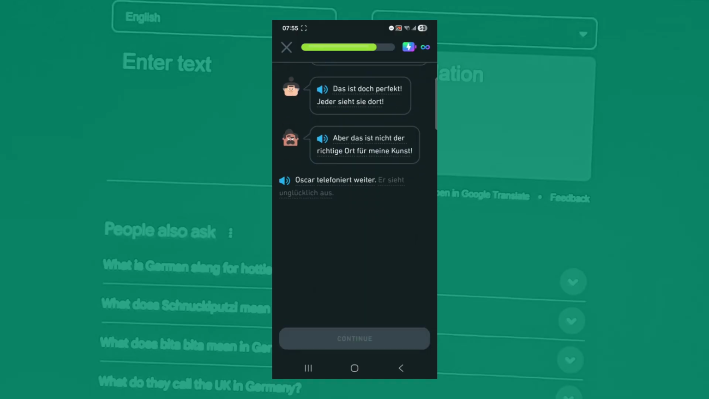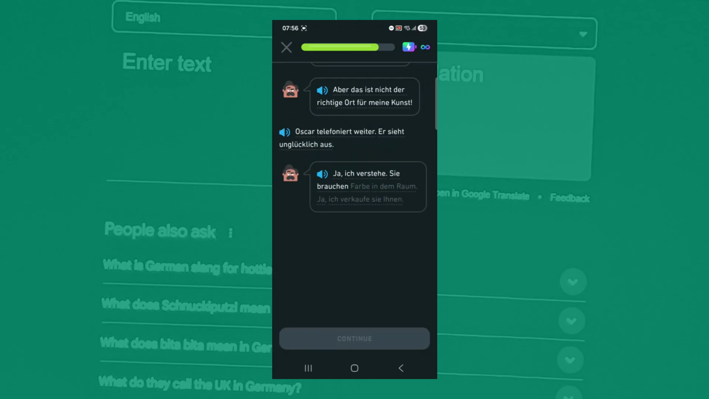Oskar telefoniert weiter. Er sieht unglücklich aus. Telefoniert weiter. He's looking unhappy, but not quite sure. Okay, he keeps talking on the phone.